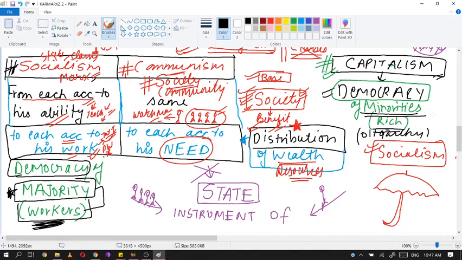Now, the state is just an instrument to ease your life, to reach your goals. You will need this instrument of the state. Now, in a democracy of minorities, who will be the minority? The rich. The rich will be in control of the state. And in Marx's socialism, workers will be in control of the state.